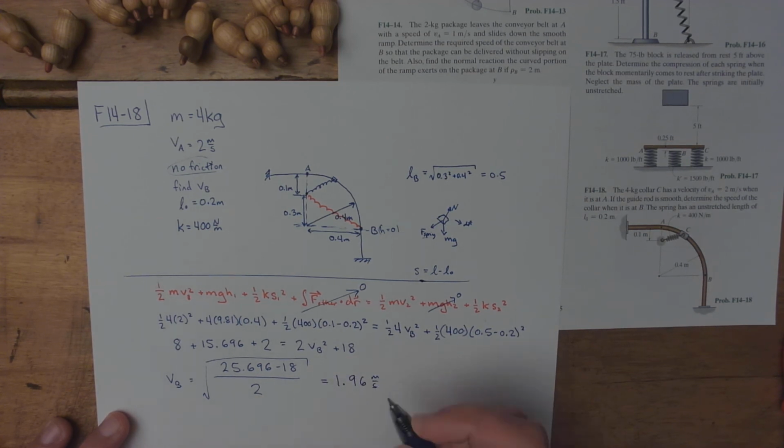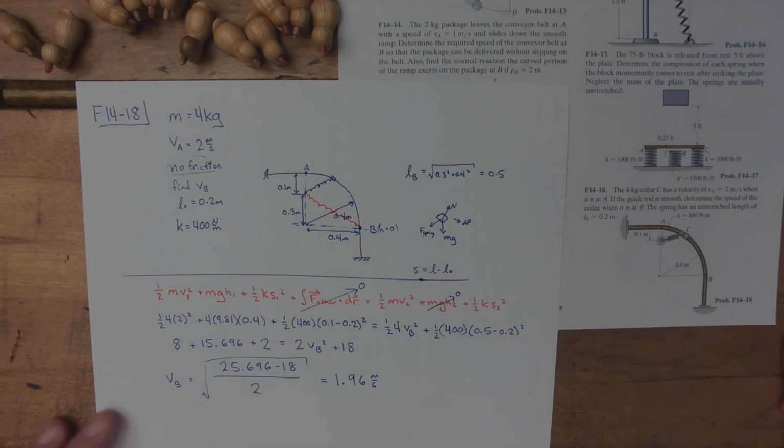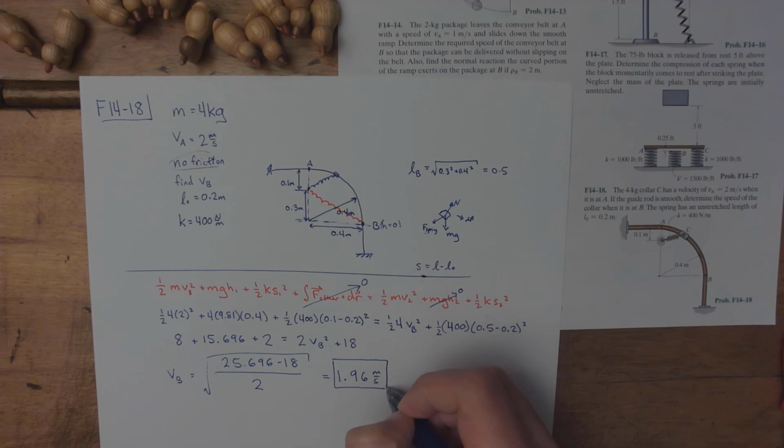meters per second. And let me just see what they asked us for. Determine the speed. Okay, so they're just asking us for the speed, not the velocity, and so the direction doesn't matter. And we get 1.96 meters per second for the speed at point B.